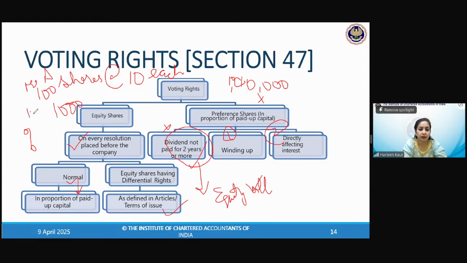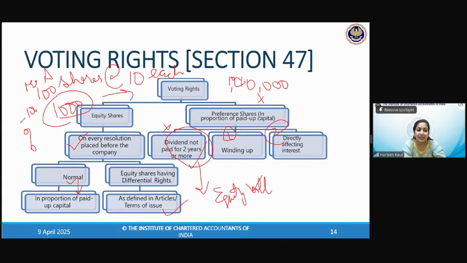Let's see. Amount of calls which are paid up by the shareholders. Yes, absolutely correct, Harsh. It will depend upon the amount. We are assuming that he has paid up rupees 10 per share. So 1,000 he has paid up. So how much rights is he having now? He will be having the rights equivalent to 1,000 shares of his voting right.